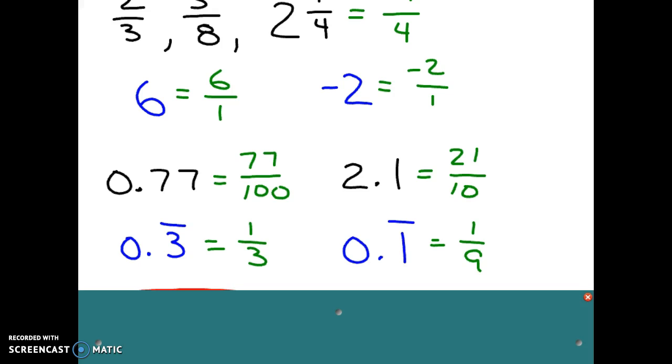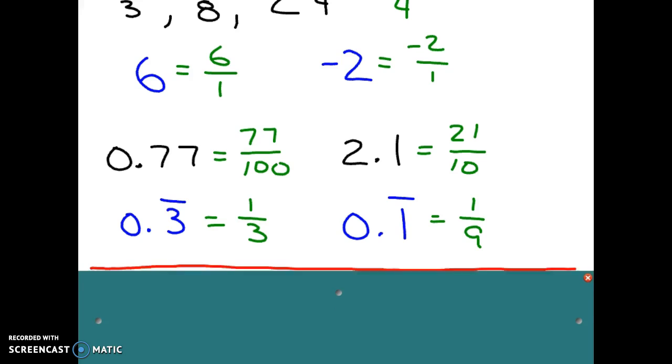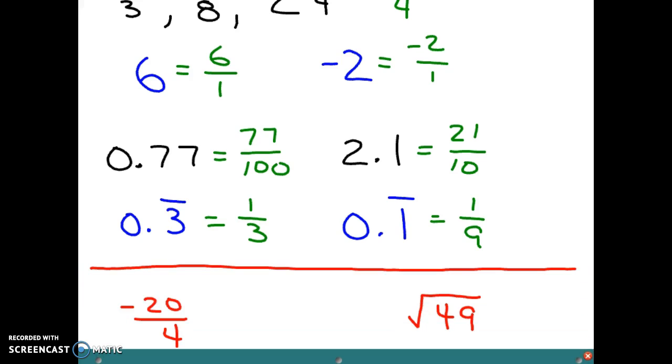Now I'd like to take a second while we're at it and talk about some other things. I always recommend simplifying any number as best as possible. So something like -20/4, if we simplify it, we would get -5. So not only is this one going to be a rational number, but -5 is an integer. So this would be an integer, a rational number, and a real number.